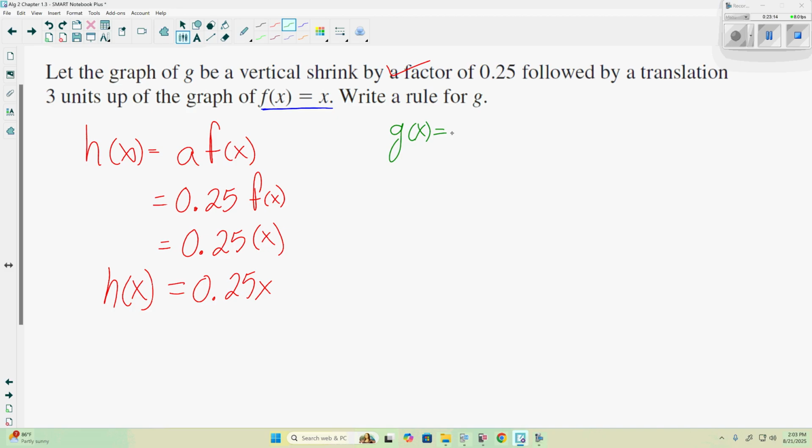Our general form was what? f of x plus k, yes? Don't write this quite yet. Because this is the general form of it. Are we applying that vertical translation to f of x? No, because we're applying it to the one we just did the vertical shrink to, yes? That's not f of x, that is h of x.